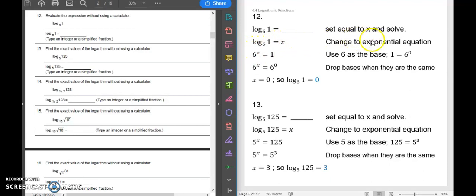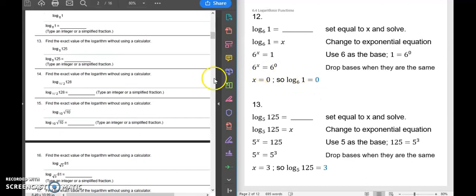So we can rewrite it as an exponential equation that will be easily solvable. So we have 6 raised to the x power is equal to 1. Remember that anything raised to the 0 power will be equal to 1. So we can always substitute 1 for some exponential expression that's raised to the 0 power, so we can have the same bases. We have 6 raised to the x equals 6 raised to the 0 power. The bases are the same, so we can drop them and we see we have x equals 0. So log base 6 of 1 equals 0.